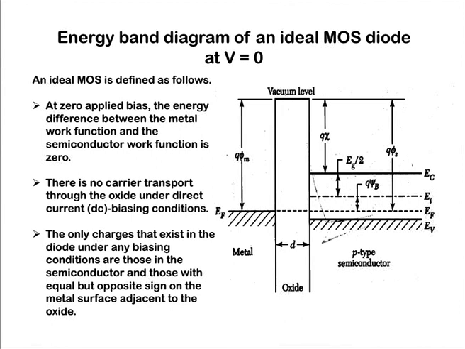So, ideal diode means at 0 applied bias the energy level in semiconductor and metal, the Fermi level is there, this one is the constant. Second, there is no carrier flow from metal to semiconductor, from semiconductor to metal. That means the oxide resistivity is infinity. And third, when we apply some bias, we give some charge to metal, same charge will be generated in the semiconductor side. So, magnitude of charge in semiconductor and at metal will be same, only polarity will be different.